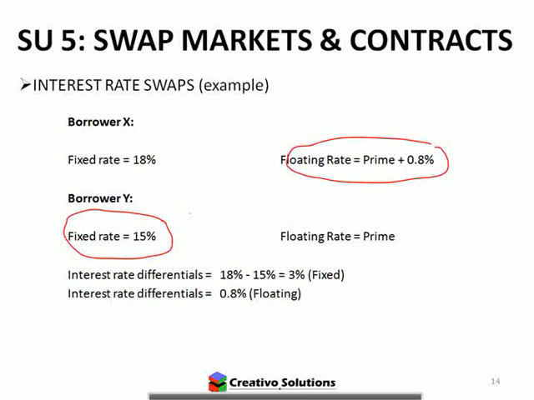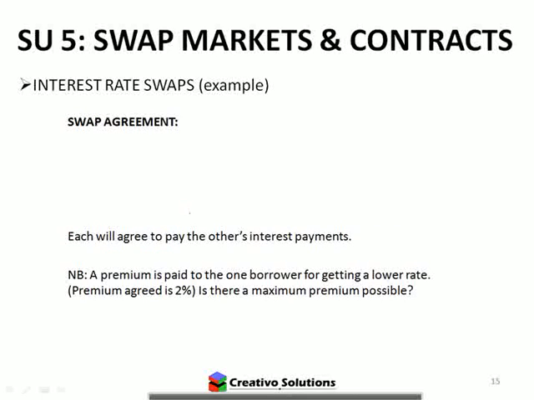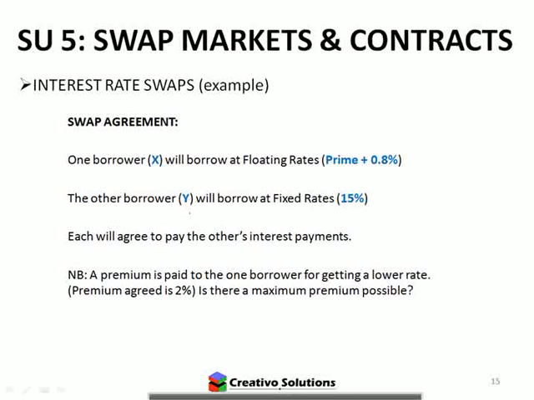Okay, so on the next slide, what would the agreement look like? X would pay 15 plus 2%. He would pay 17%. Because they're borrowing at prime, you will pay the 17%. Correct. And Y will pay prime plus 0.8 less the 2% premium that he's got.